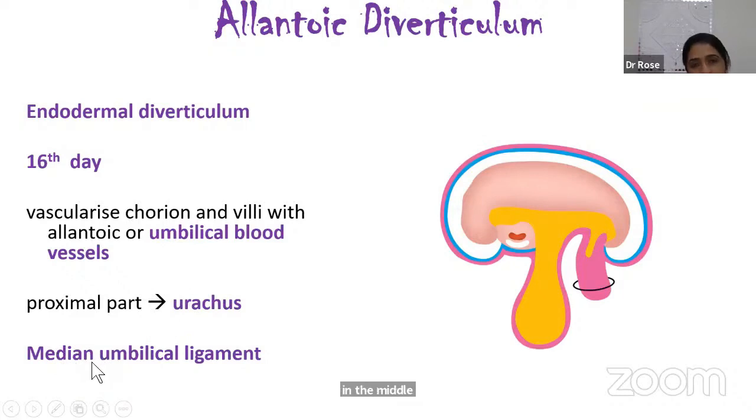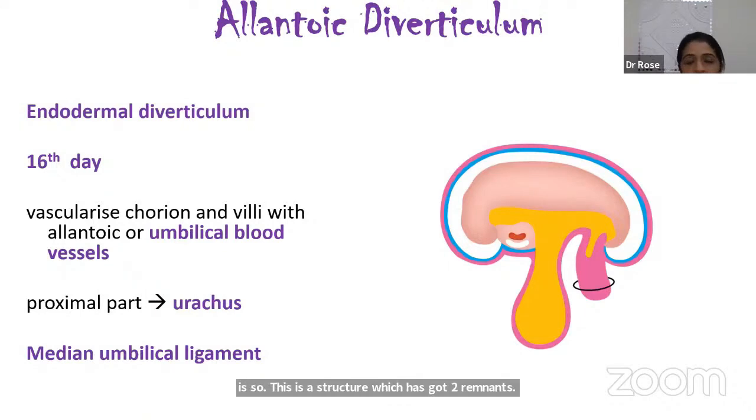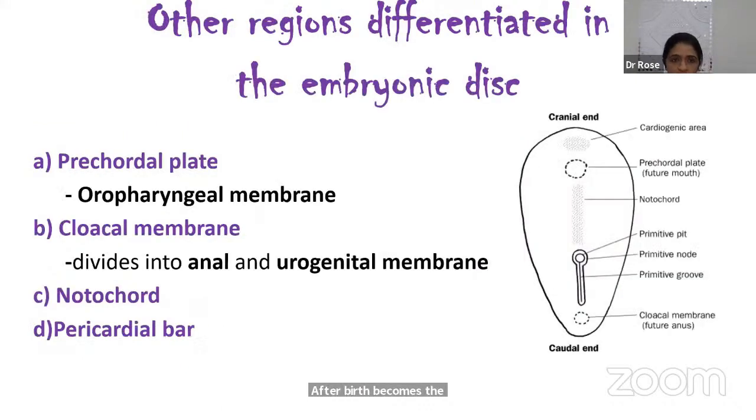So this is a structure which has got two remnants. That means one during the fetal period and the other one after birth. So allantois results in a remnant during the fetal period, that is urachus, and urachus after birth becomes the median umbilical ligament. That's very important.